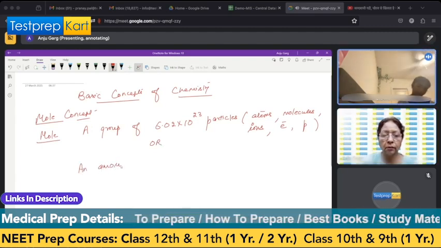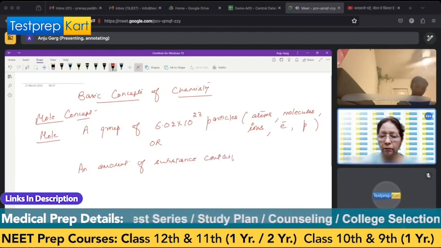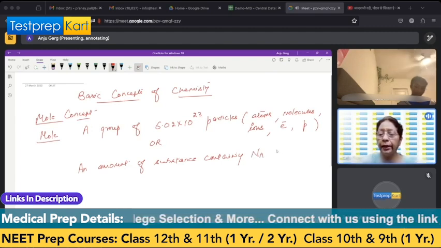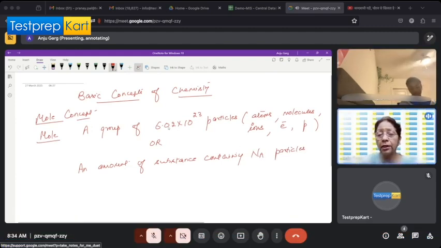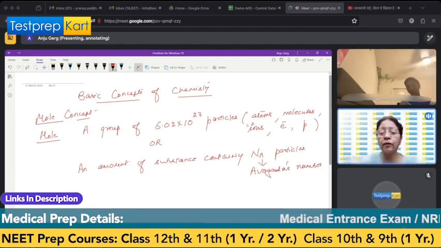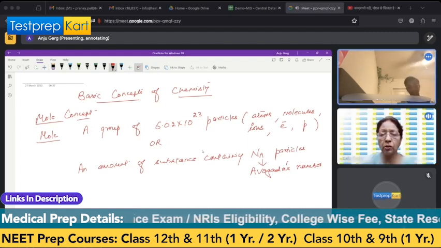So an amount of substance containing these many particles. Actually, for convenience, we can write this as Na. Na stands for Avogadro's number, Avogadro's constant. This whole number we can show by this symbol Na. It is also called Avogadro's number. So if you take 1 mole of any element, it will have Avogadro's number of atoms. 1 mole of a compound will have that number of molecules and so on. And you can also take the amount of substance in terms of mass.